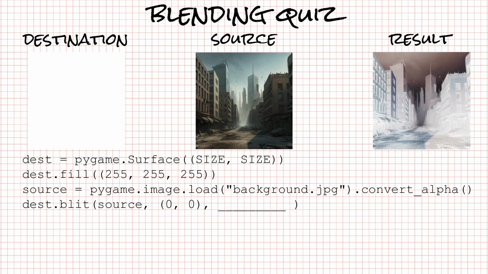On the right, we have the result, which looks like a negative of the source. Now we're combining these again with dest.blit source 0, 0, blank. What goes in the blank?